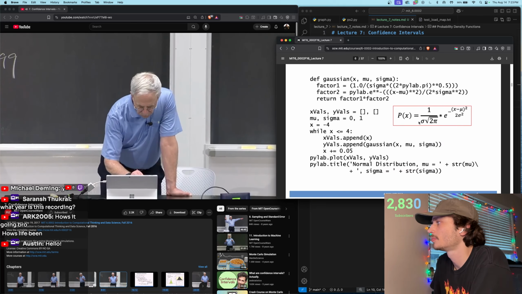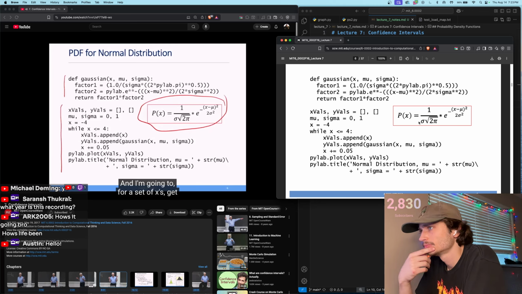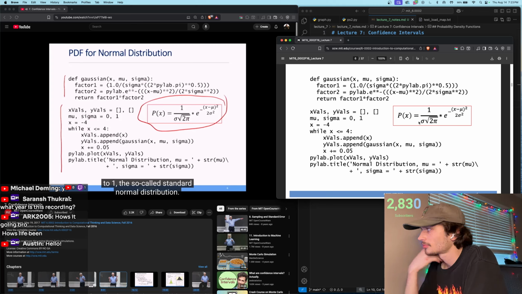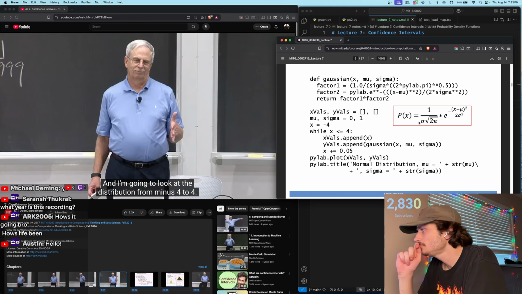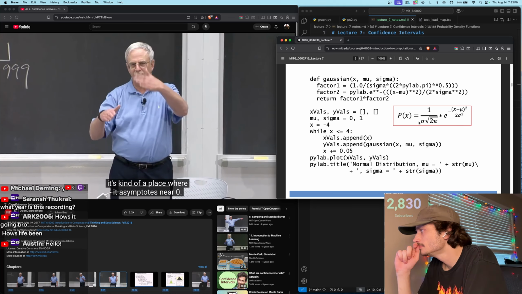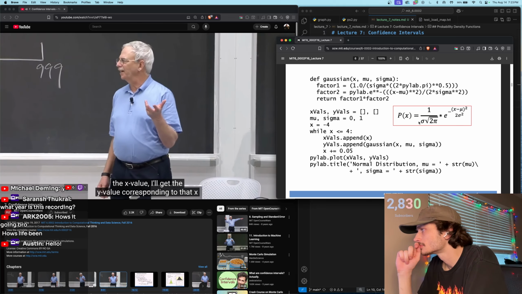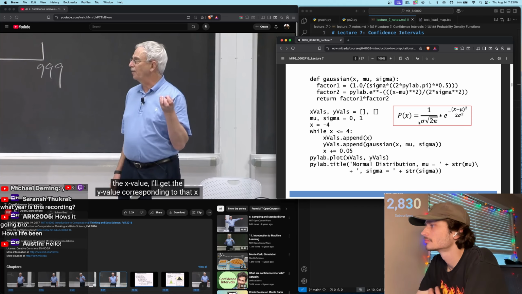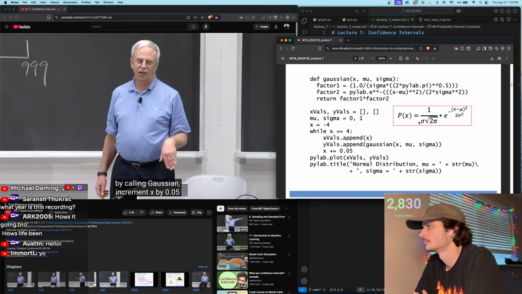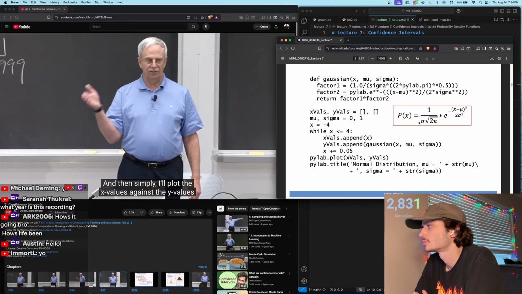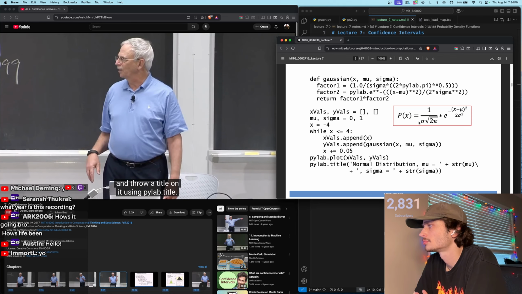Now, let's go down here. Basically just the function to build them. And I'm going to, for a set of x's, get the set of y's corresponding to that, and then plot it. We've done something similar in projects. I'm going to set our mu to 0 and sigma to 1, a so-called standard normal distribution. And I'm going to look at the distribution from -4 to 4. Nothing magic about that other than, as you'll see, it's kind of a place where it asymptotes near 0. So while x is less than 4, I'll get the x value. I'll get the y value corresponding to that x by calling Gaussian, increment x by 0.05, and do that until I'm done. Until you hit 4. And then simply I'll plot the x values against the y values and throw a title on it using pylab.title.